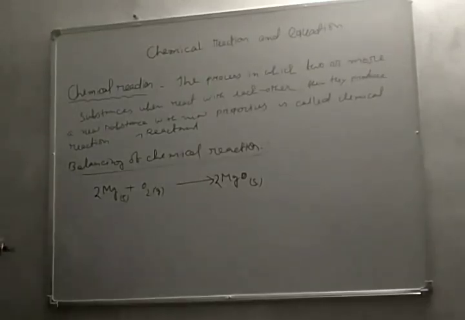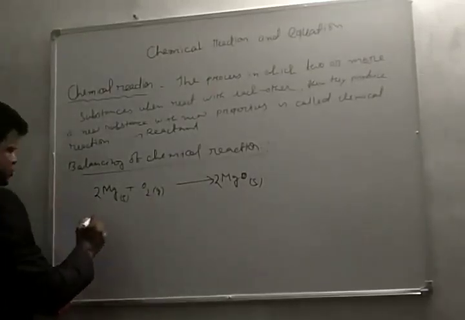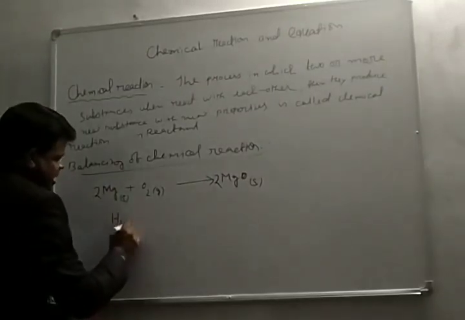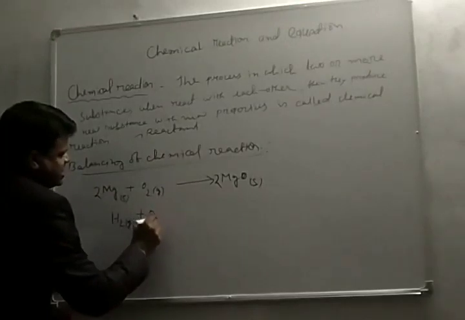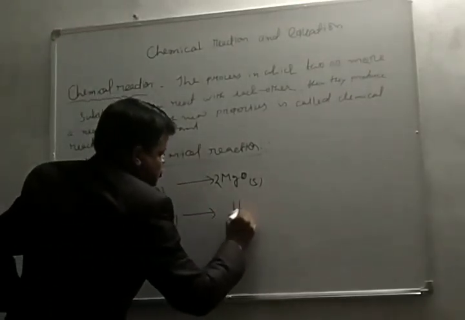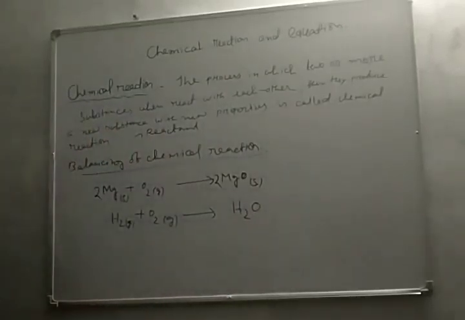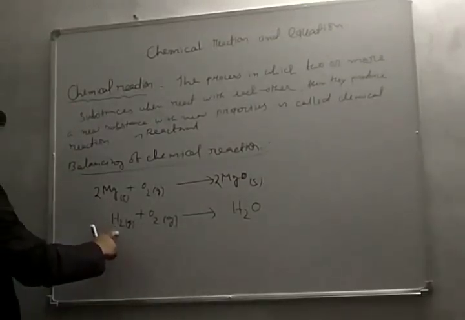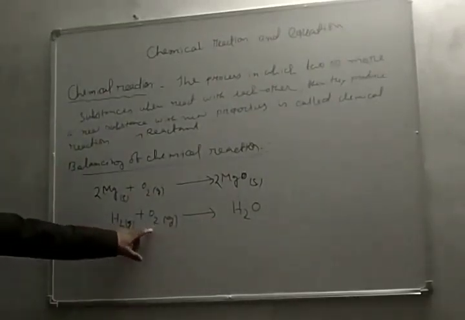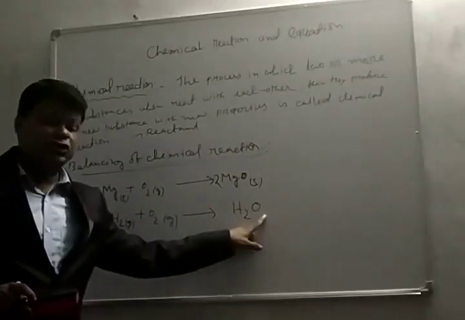After that, I have taken one more example, H2, hydrogen gas, plus oxygen gas. When they combine in a definite ratio, they produce H2O. Is this reaction balanced? No, this reaction is not balanced. See here the hydrogen quantity is 2, and here also 2. But here oxygen is 2 in the reactant part, but in the product the oxygen is 1.